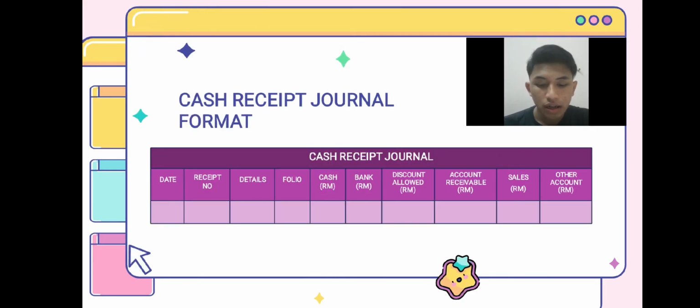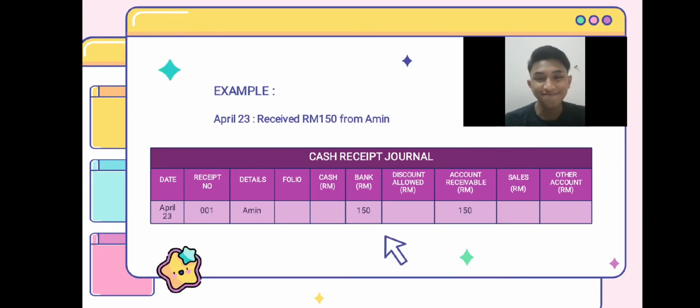For the format of cash receipt journal, there are 10 columns. The first column is date, continue with receipt number column, details, folio, cash, bank, discount allowed, account receivable, sales, and the last column is other account. Then calculate the total amount for each column.